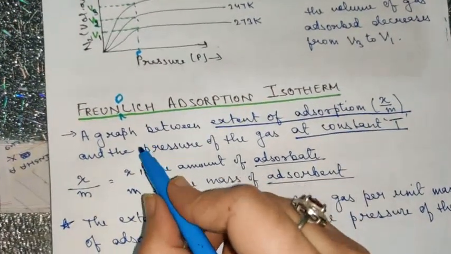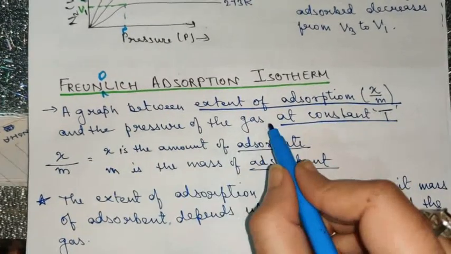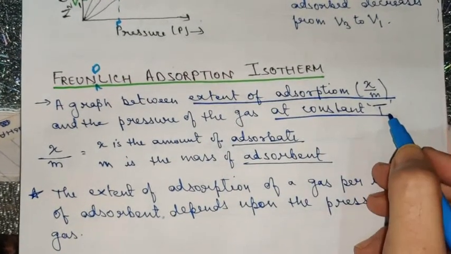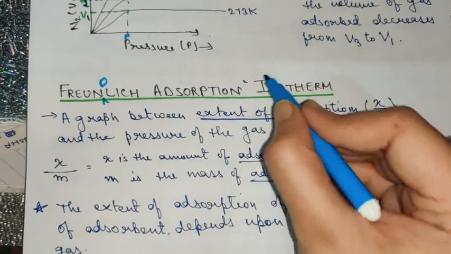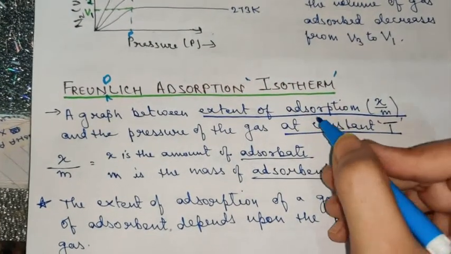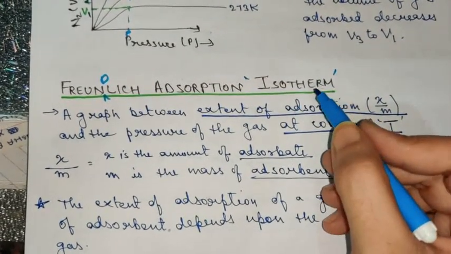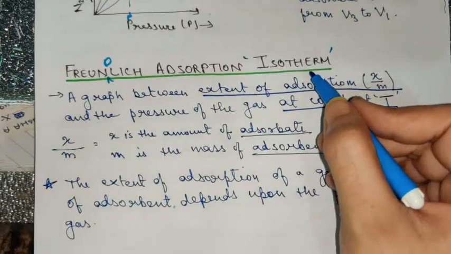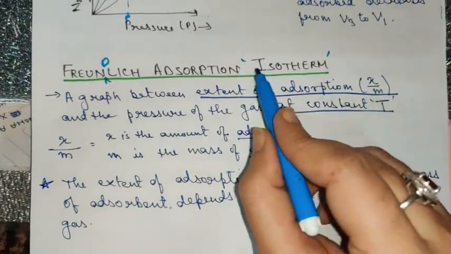This graph is plotted between the extent of adsorption and the pressure of the gas at constant temperature. That is why we are calling it an isotherm. Isotherm means the temperature remains constant. Isobar means the pressure remains constant. Isochore means the volume remains constant. These are the terms which were discussed in class 11. Here we are talking about isotherm.